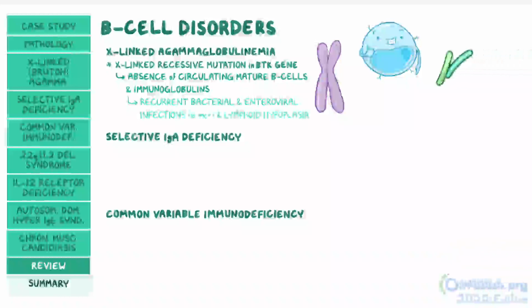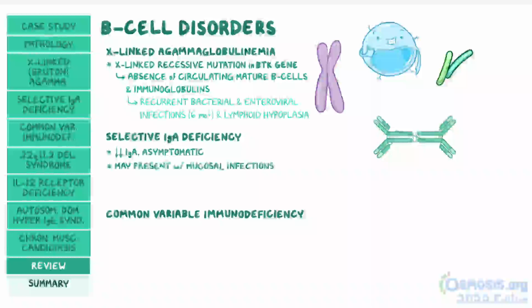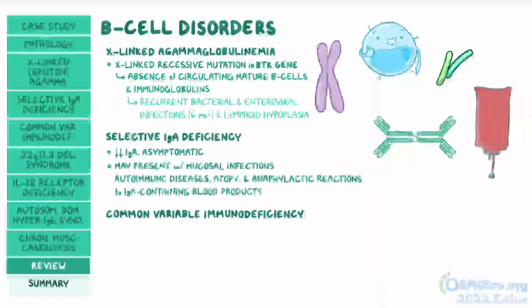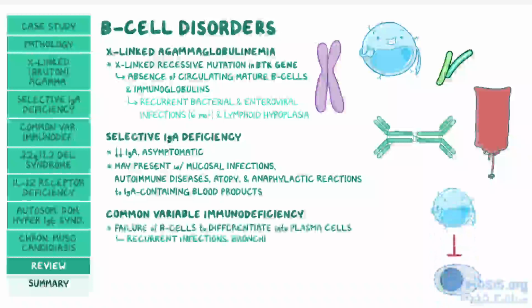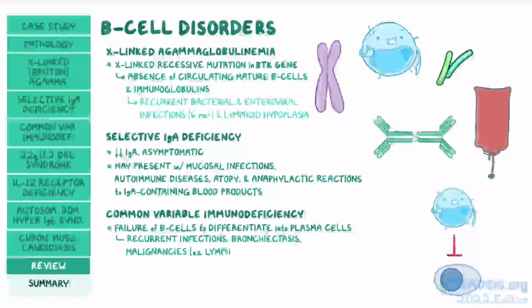hypoplasia. Selective IgA deficiency is characterized by low levels of IgA and is usually asymptomatic but may present with mucosal infections, autoimmune diseases, atopy, and anaphylactic reactions to IgA-containing blood products. Common variable immunodeficiency is characterized by failure of mature B cells to differentiate into plasma cells, leading to recurrent infections, bronchiectasis, malignancies like lymphomas, or autoimmune manifestations.